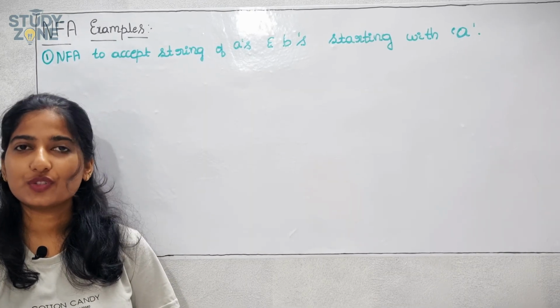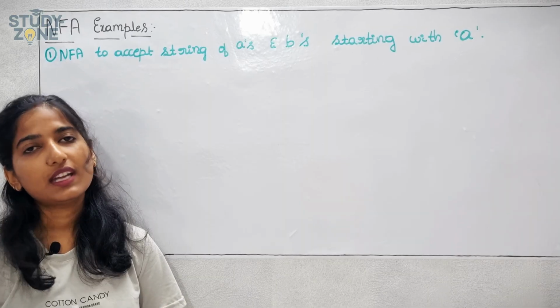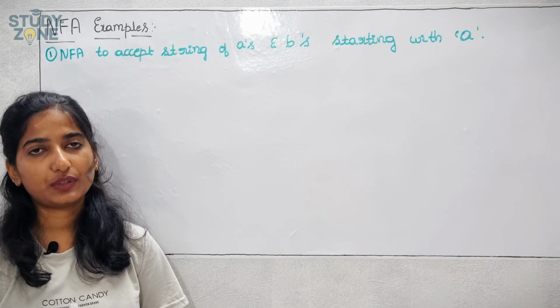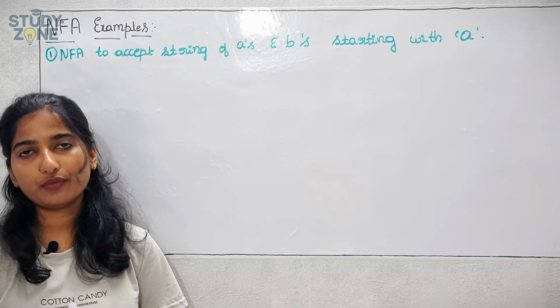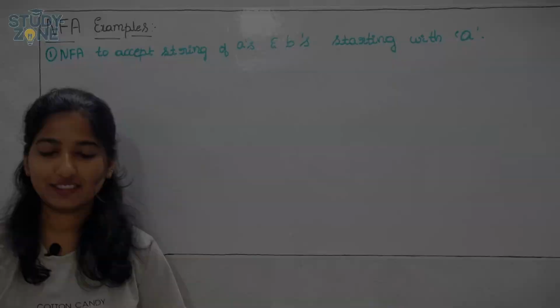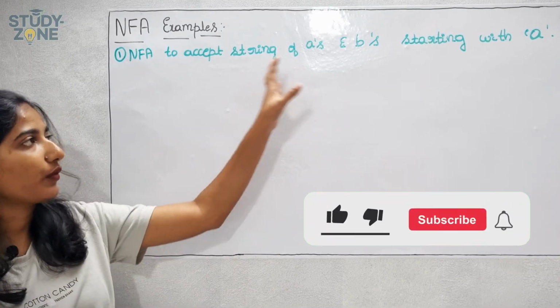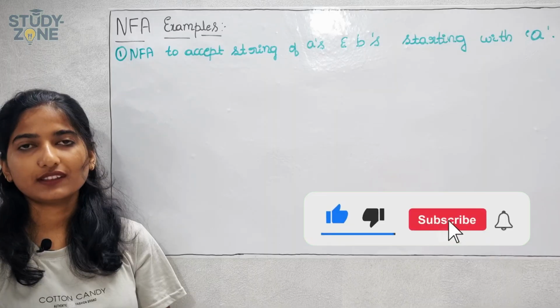In the previous videos, we have already discussed the explanation of NFA. So today, let's jump into some simple examples of NFA. Let's begin. The first example is an NFA to accept strings of A's and B's starting with A.